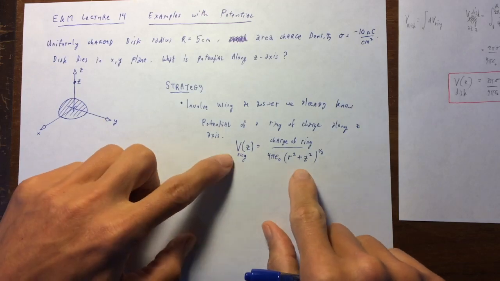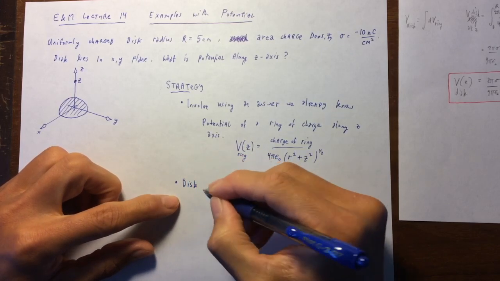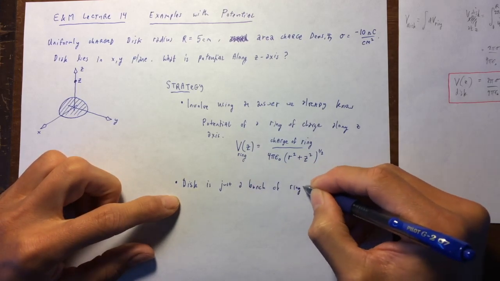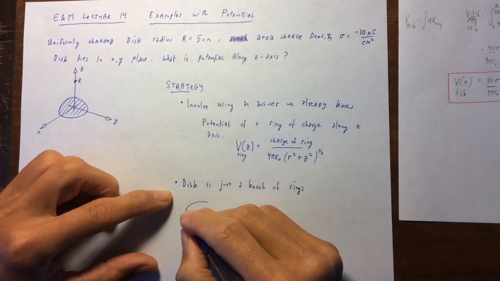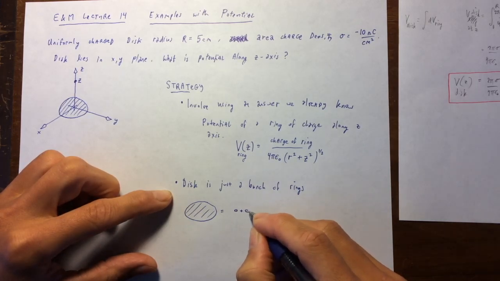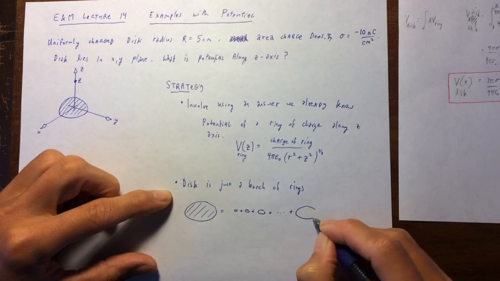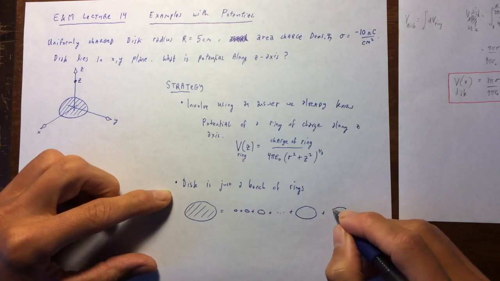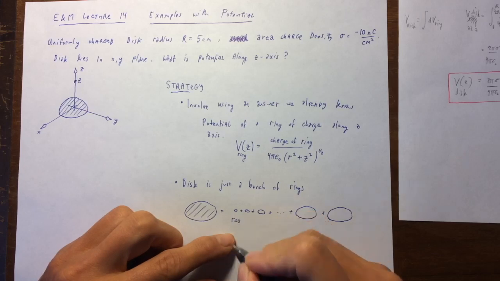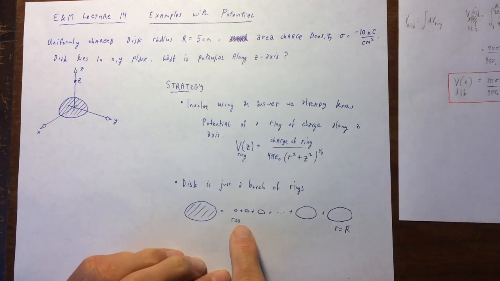So let's use this to calculate the potential. The idea is the disk is just a bunch of rings, right? So this disk is equal to a small ring plus a slightly bigger ring plus a slightly bigger ring plus dot dot dot plus finally the outer edge of our ring. So this is from a ring of radius 0 all the way up to a ring of radius capital R, 5 centimeters. So we'll go from 0 to 5 centimeters.